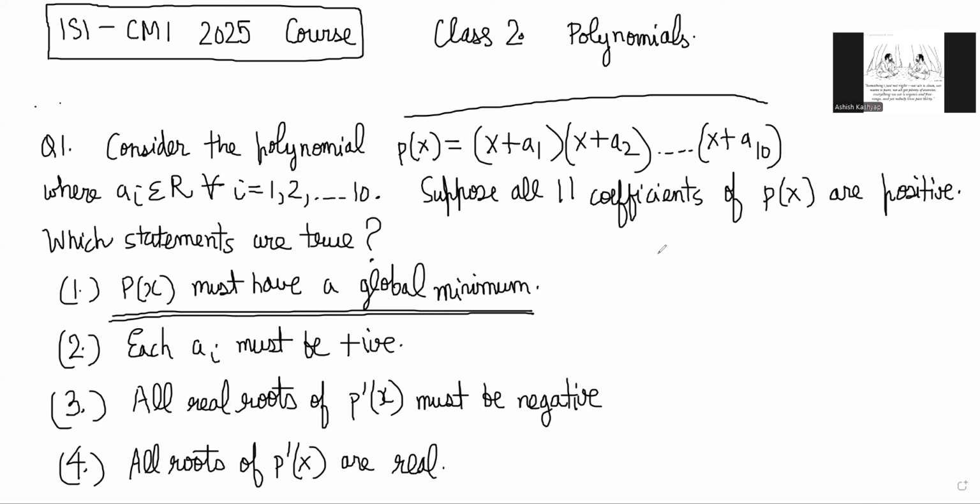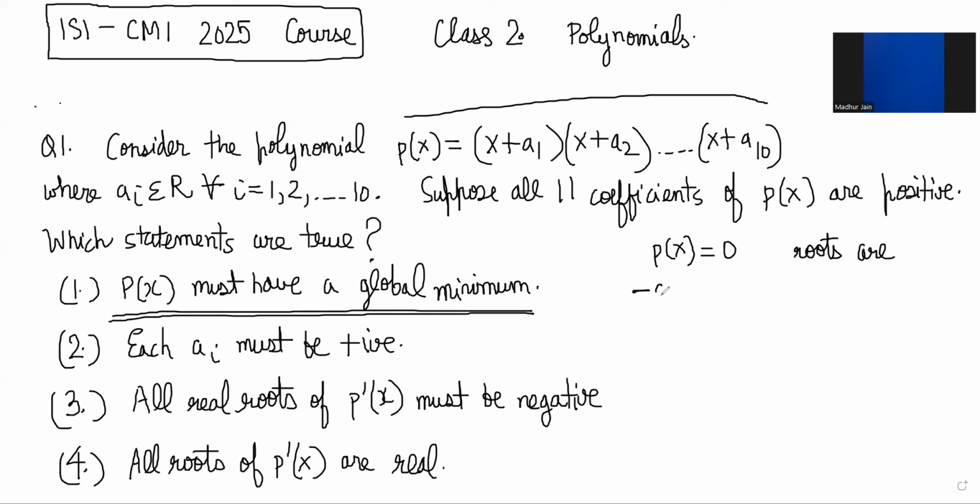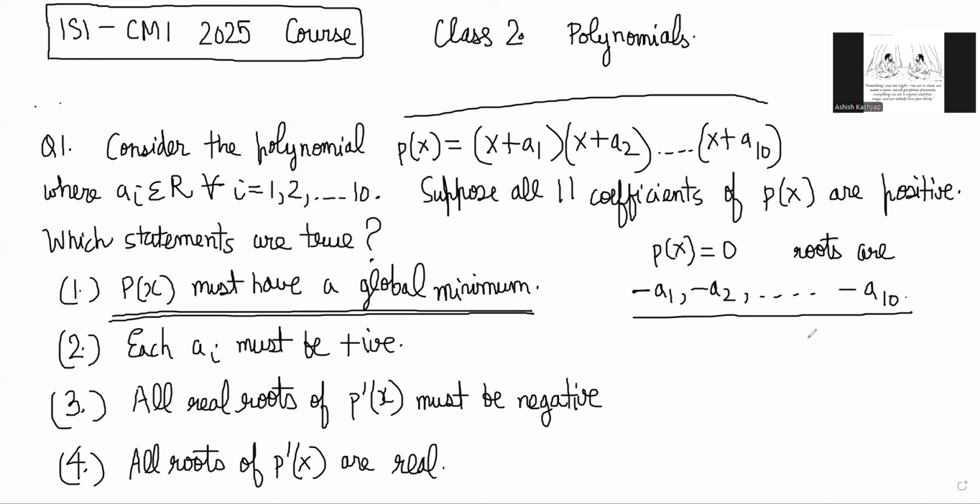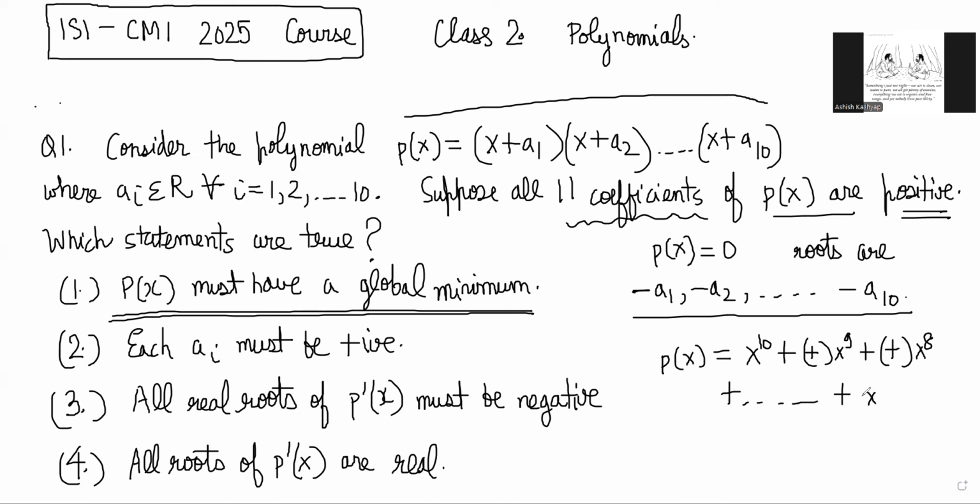Can you tell me the roots of this polynomial, P of x? What are the roots? They are -1, -a1, -a2, and -a3, so on, till -a10. These are the roots, right? And the question has also said that all the 11 coefficients of P of x are positive. So that means the polynomial is looking something like this: some positive number x power 9, positive number x power 8, and so on, positive number times x plus some positive number. Do you understand what I'm saying here?